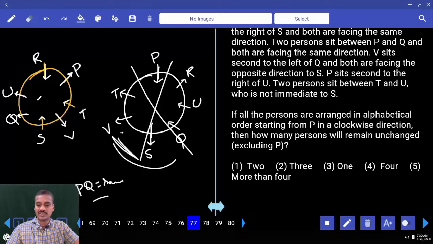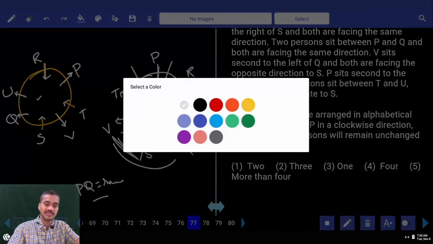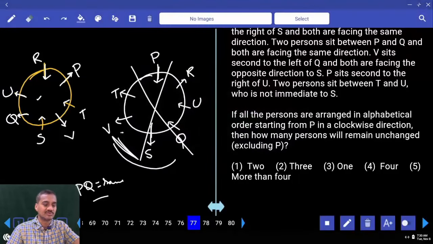If all the persons are arranged in alphabetical order starting from P in a clockwise direction, starting from P in clockwise direction, if all the persons are made to sit P, Q, R, S, T, U and V, isn't it? And how many persons? There are 2 persons who remain in the same place. 77, it is choice 1.